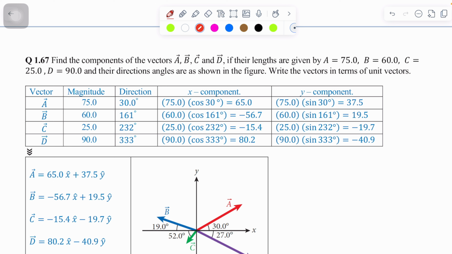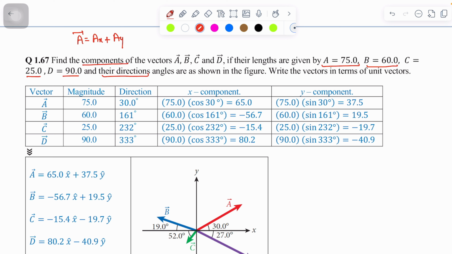This is one of my favorite questions. Find the components. Components means, let's say if you have vector A, then you need to find AX plus AY. Of vectors A, B, C, D, their lengths are given, A is given, B is given, C and D, and their directions. Write the vector in the form of unit vectors. Okay guys, now what you need to understand: solve A part, then you can understand B, C and D.